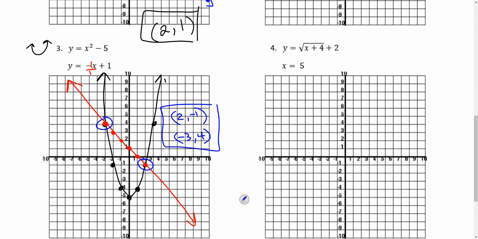Okay, let's see what else we got. Oh, I got another one. Let's try number 4 real quick, and then I'll give you some time to practice in your packets.